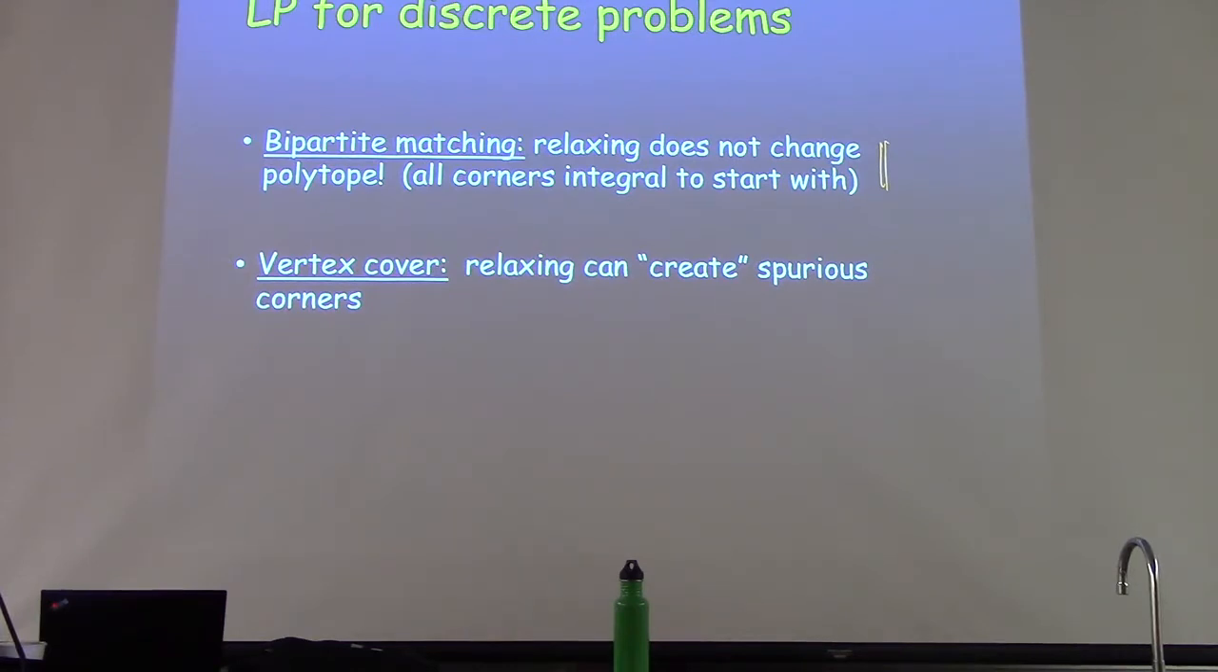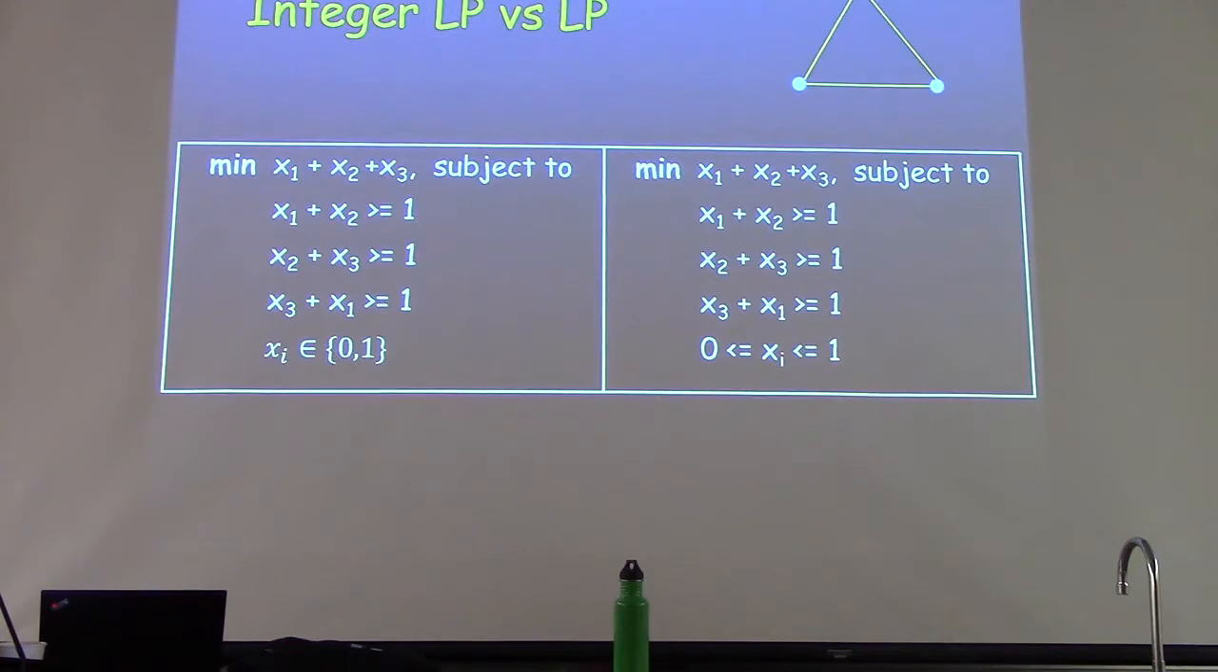We said that all the corners of this set of constraints, of this polytope rather, are all integer points. So that was true for bipartite matching. Then we said that this is not true for all problems. For vertex cover, relaxing these 0-1 constraints can actually create spurious corners. So I just wanted to write down these two things.